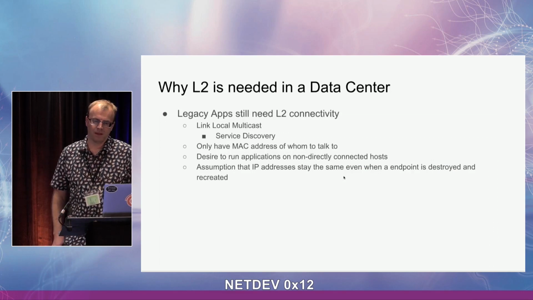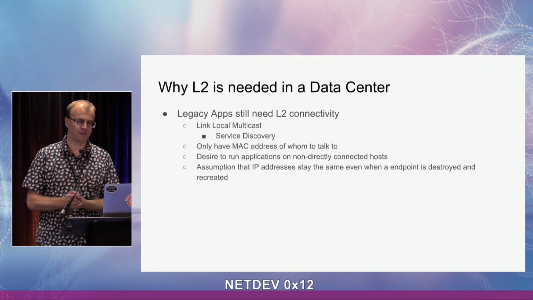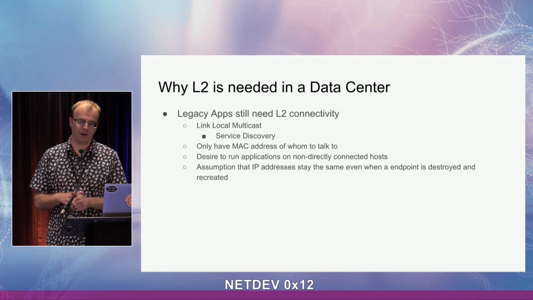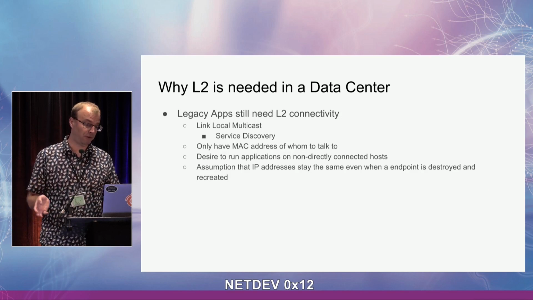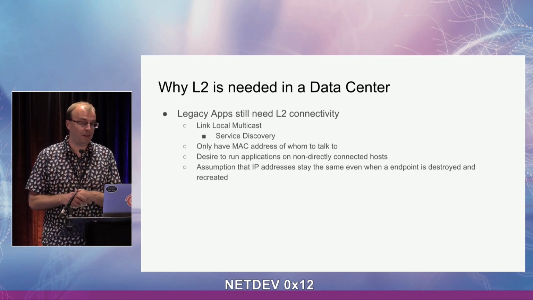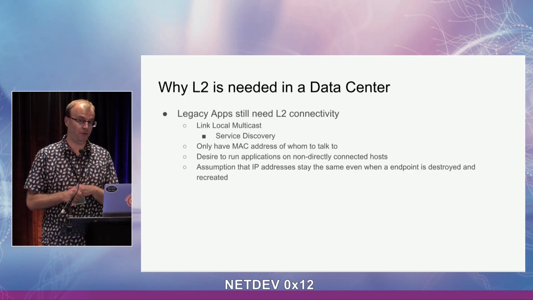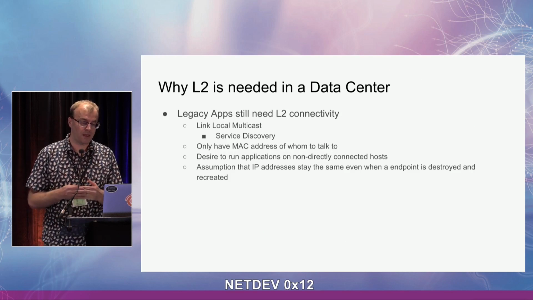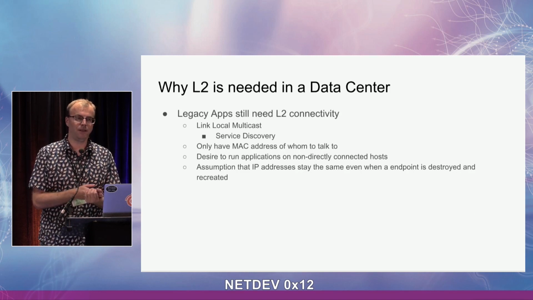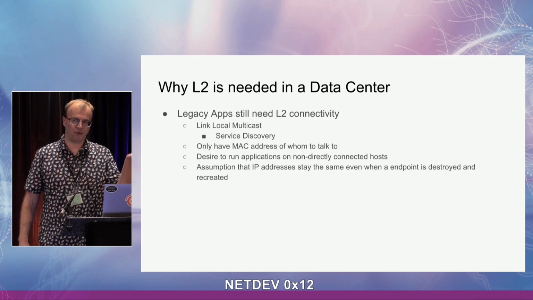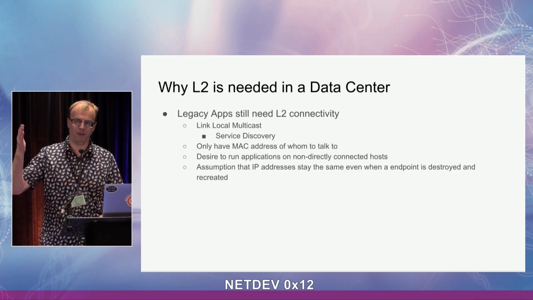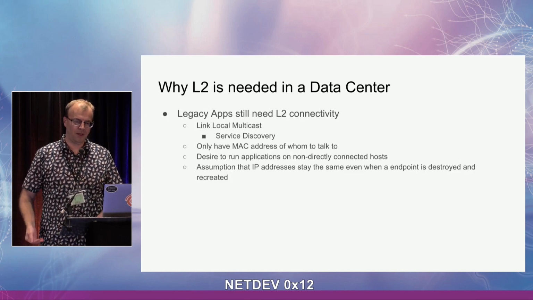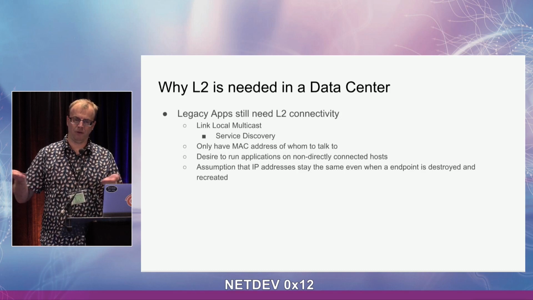All right, so why do I actually need L2 in a data center? There's still a lot of legacy apps out there that still need layer 2 connectivity. I'm doing link local multicast, typically for service discovery. Maybe I only have the MAC address of whom I need to talk to, or they're not using TCP/IP. In a data center, typically hosts under a TOR can only talk to each other, but maybe I want to have hosts under a particular TOR talk to another set of hosts under a different TOR. So that's why I need the ability to pass layer 2 across those.